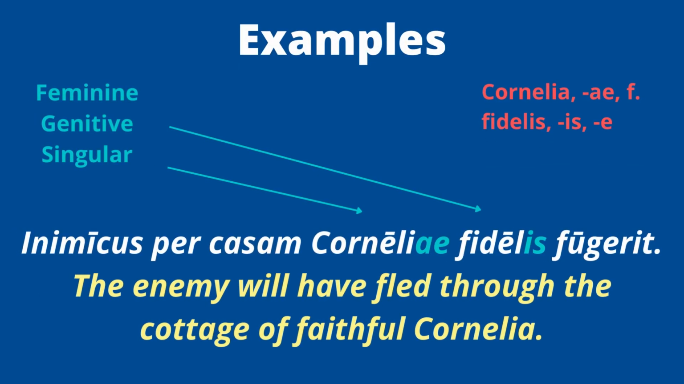Here we have inimicus per casam Corneliae fidelis fugere, right? The enemy, the inimicus, will have fled through the cottage of faithful Cornelia, Corneliae fidelis. So Corneliae and fidelis are going together. Cornelia is a first declension noun. Fidelis is a third declension adjective. The spelling is not going to be the same because the declensions are different, and that's totally fine. But they both match in case, number, and gender. So both those words are feminine, genitive, singular. It's a little jarring, again, that they're not spelled the same, but don't worry about it. They do actually match.